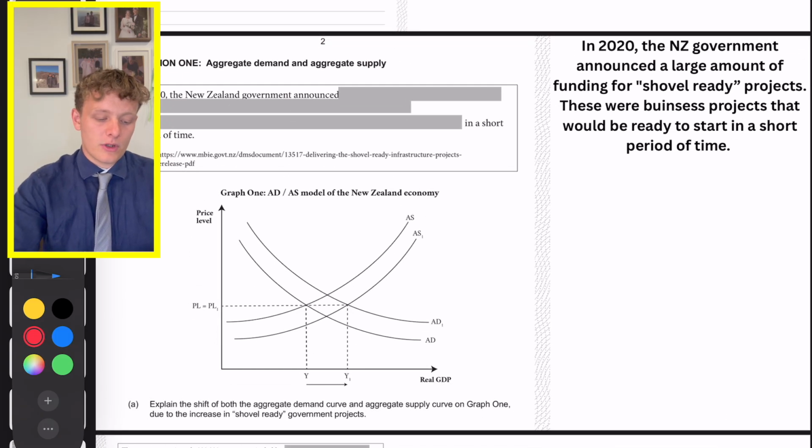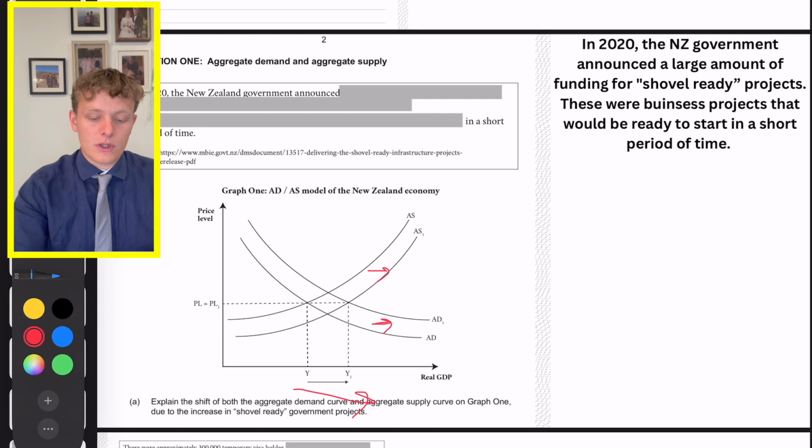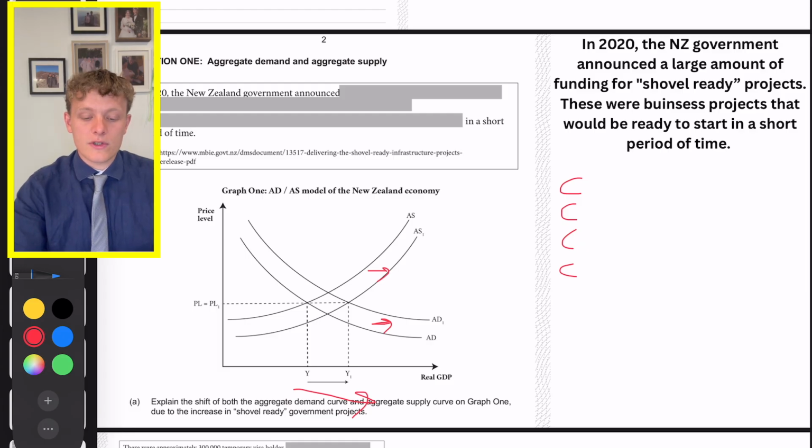So I'll just put the question a bit closer. Here we go. So we've got a shift in AS, shifting right, AD also shifting right, causing Y to shift from Y to Y1. So for us, we instantly want to go to our 4 C's model: cause, component, curve, consequence. And then let's start with AD.